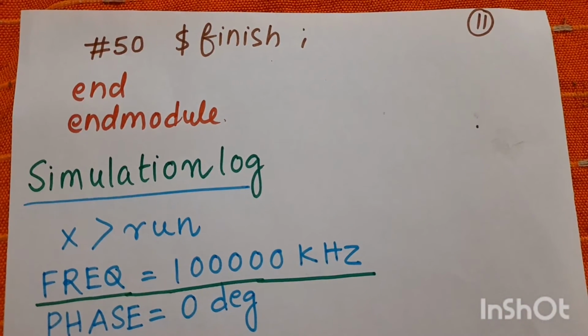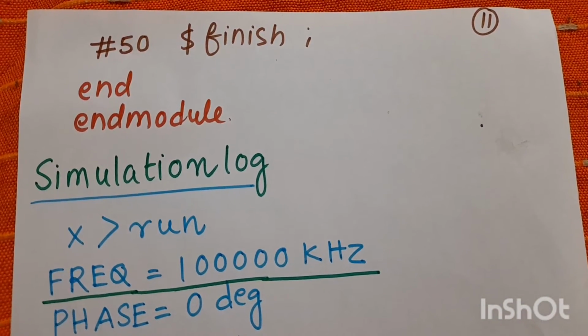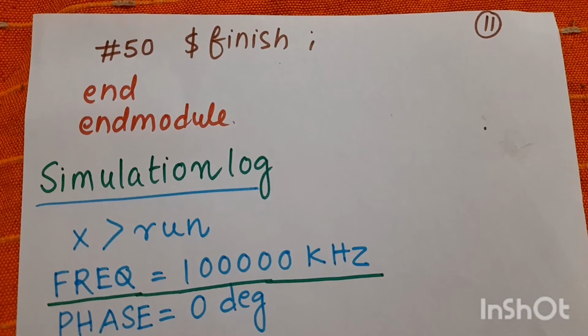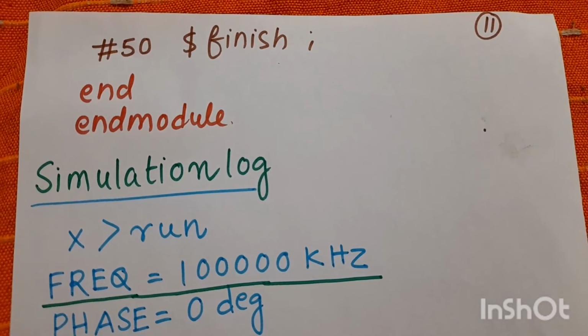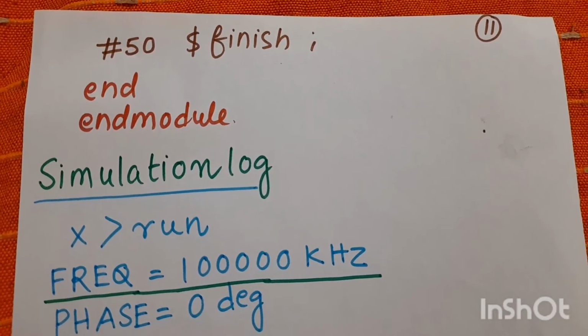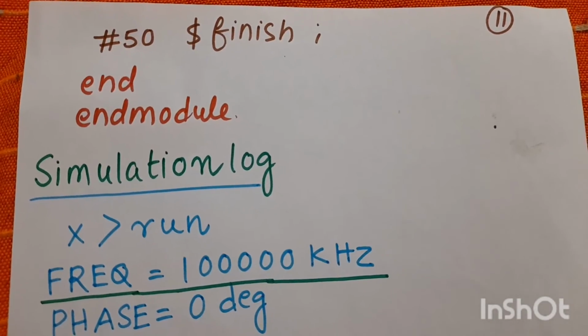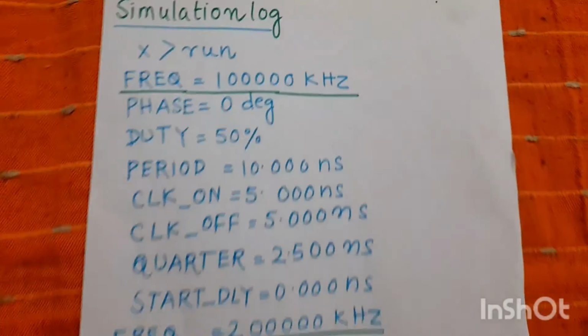Okay, after running the for loop 10 times, we will come out of the begin, and we will wait for 50 time units, and we will call the $finish task. We will end the module. Now I will show you the system simulation log, how it would look.